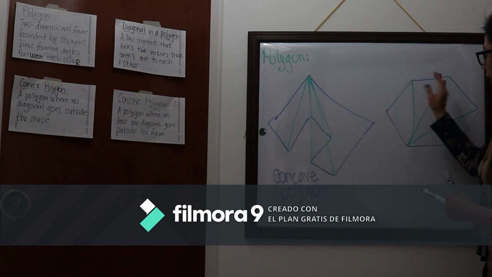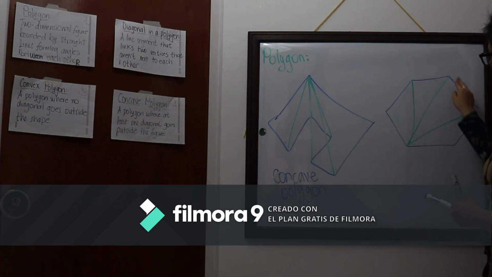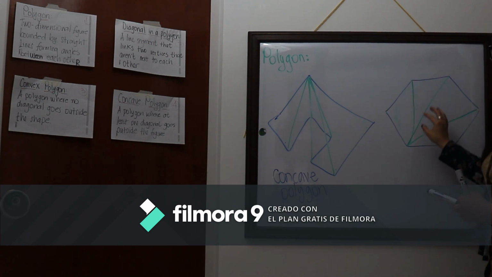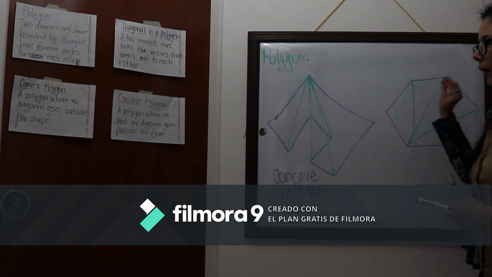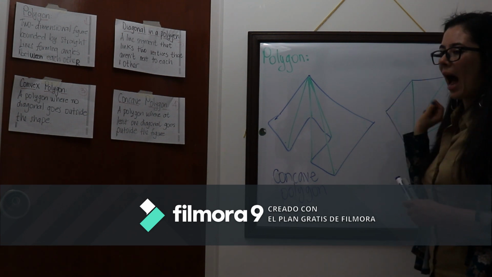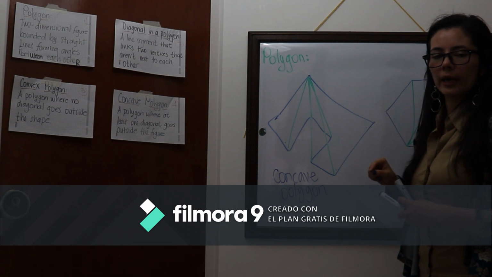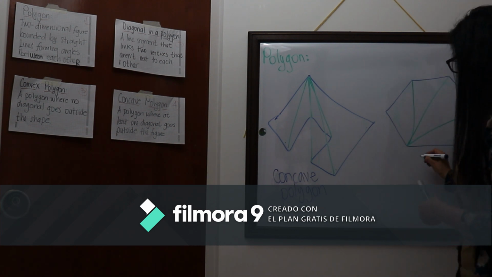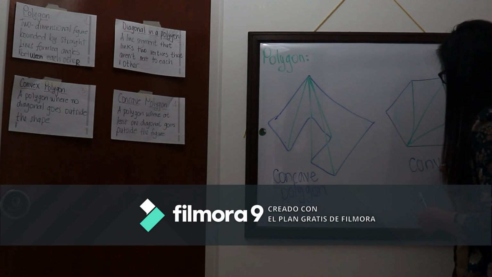So this one over here, if we were to go from each one of the vertices in this hexagon, we know not even one diagonal is going to go outside of the hexagon, right? So that's why we know this is going to be a convex polygon.